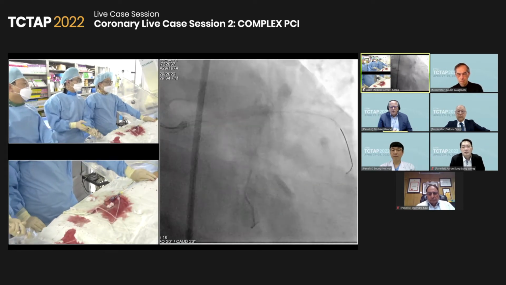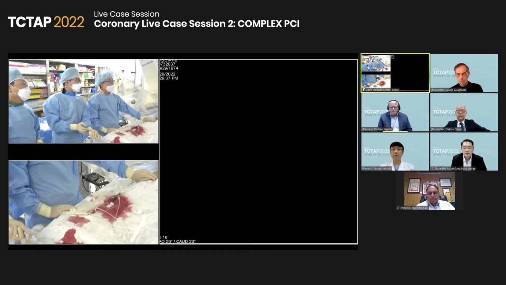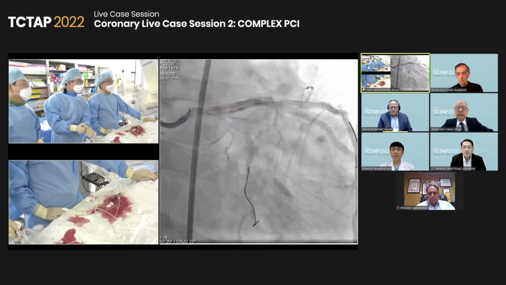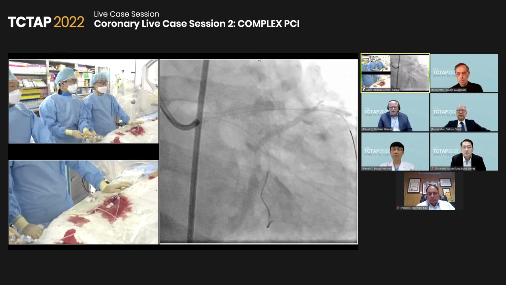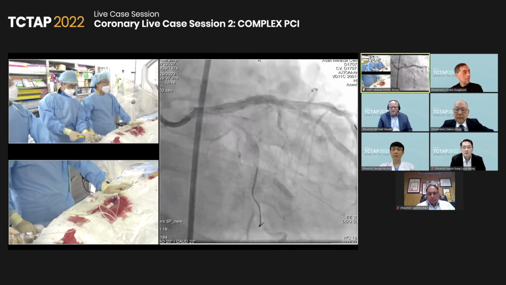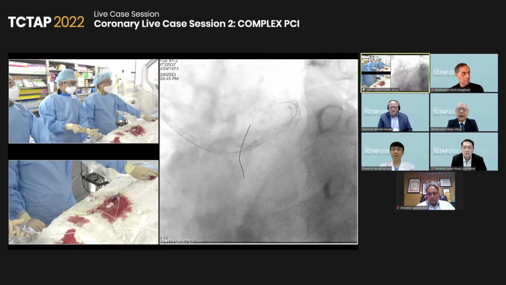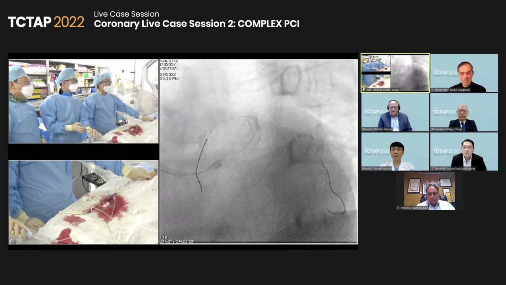So right now we haven't done the POT, because that was a 4.0 balloon. I think in this view the ostium is slightly narrowed over here.